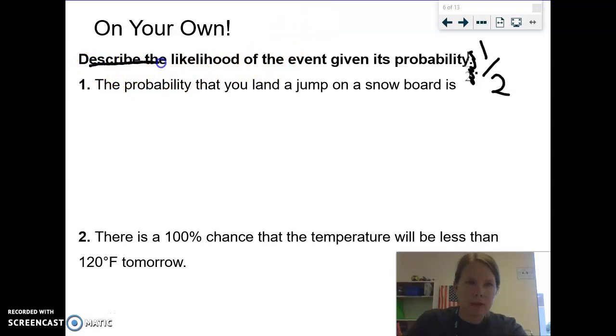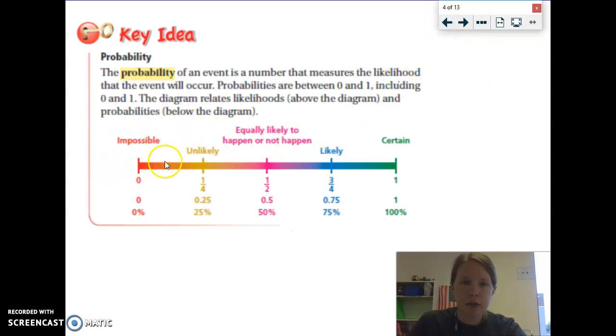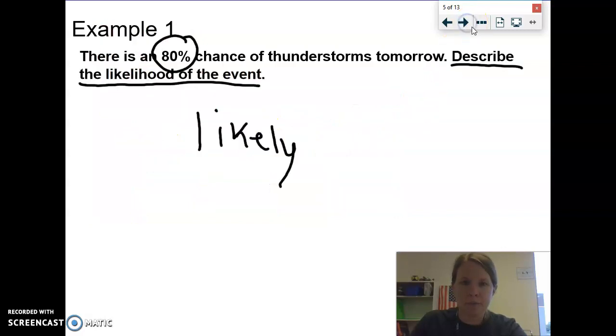Given its probability. So this 1/2 is for this first one. This second one has 100% chance. So go ahead, pause it, tell me how likely it is. It's going to use this chart, and I just want the top part. Use your English words. Tell me, is it impossible, unlikely, equally likely, likely, or certain?